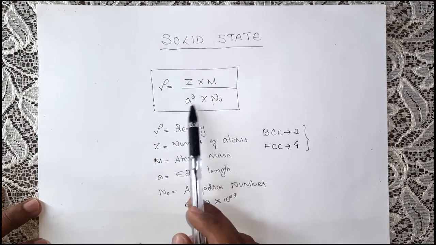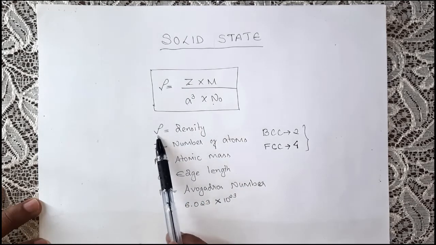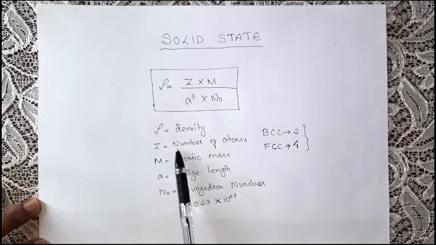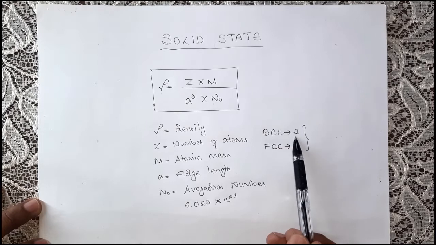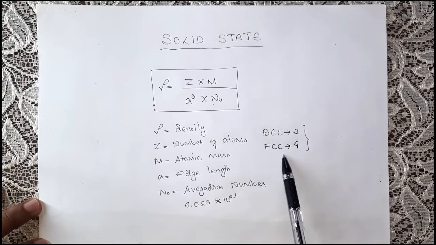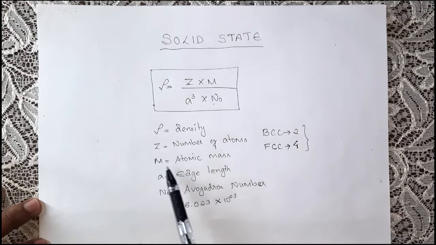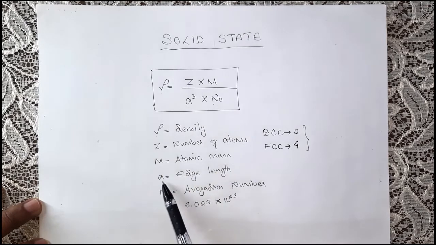Density is equal to Z into M divided by A cube into N naught, where this is your density, Z is the number of atoms. For number of atoms, for BCC we have 2, for FCC we have 4, and M is your atomic mass, A is your edge length, N naught is your Avogadro's number, which is 6.023 into 10 to the power 23. From exam point of view, for Mizoram State Board, these problems carry 3 marks in your board exam.